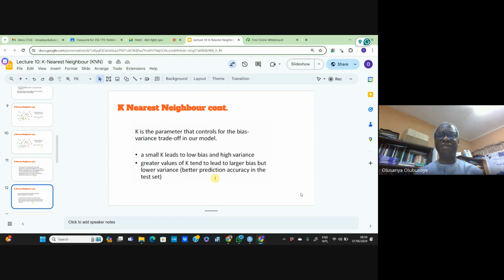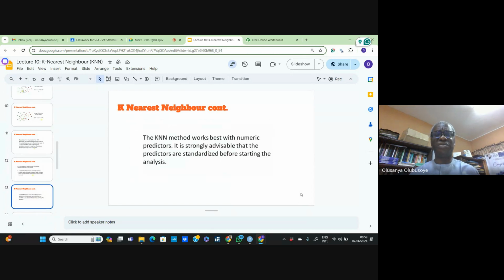We've talked extensively about model complexity, model bias, and model variance. So if K is very small, the bias will be low, but the variance will be high, and that may lead to overfitting. Greater values of K can lead to larger bias, but very low variance, which is underfitting.